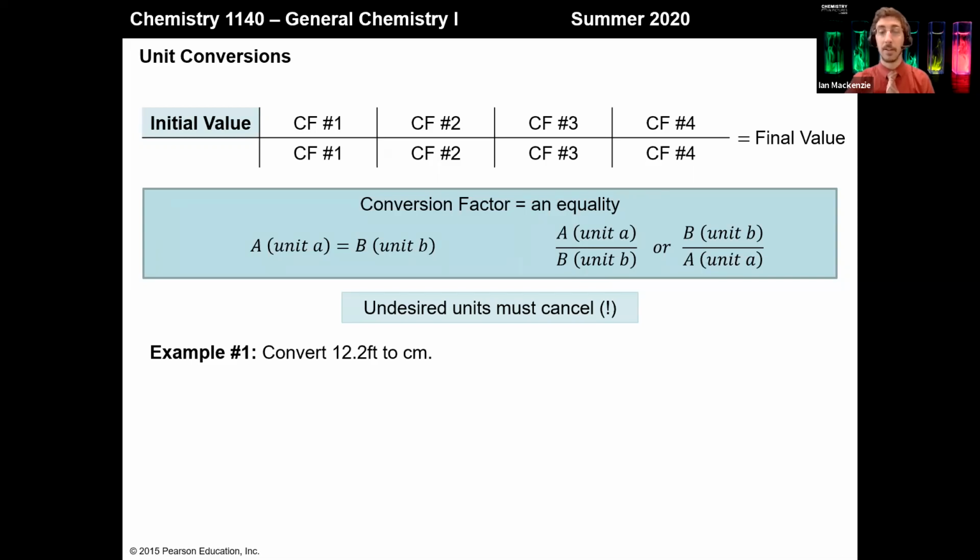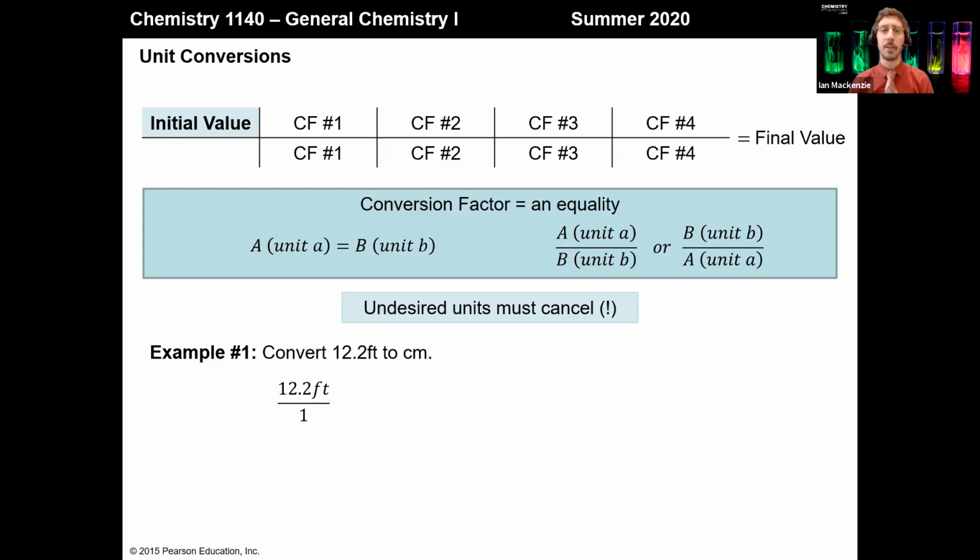Well, the value that I'm given is 12.2 feet. So that one goes in my top left. I write that in the numerator. I can just write it over 1 as the denominator, just so that it fits in the same category. Now is when my conversion factors would come in. I don't know a conversion factor.